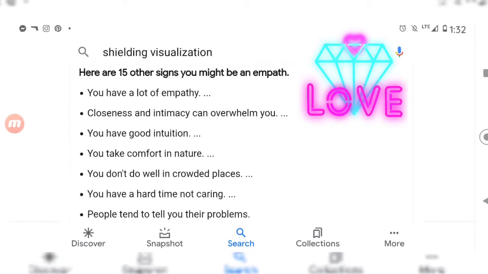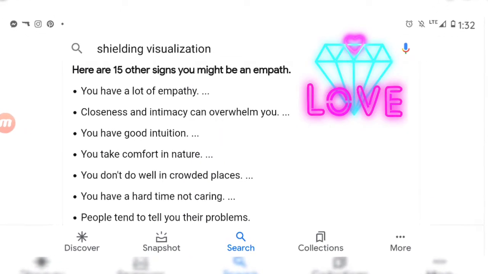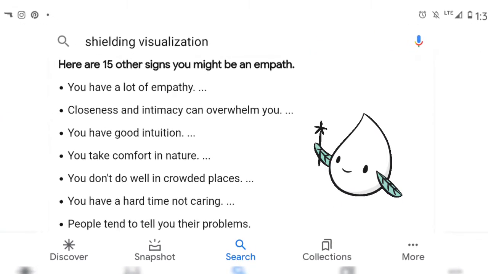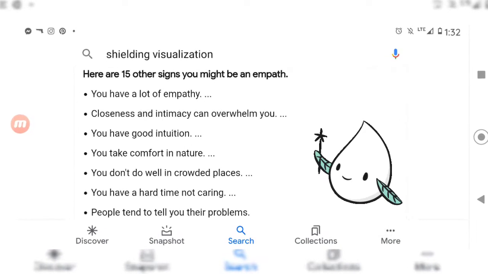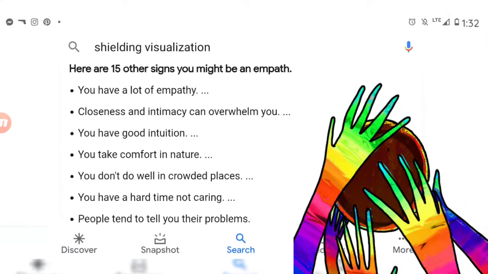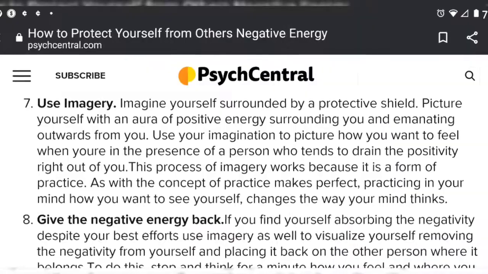Here are 15 other signs you might be an empath. You have a lot of empathy. Closeness and intimacy can overwhelm you. You have good intuition. You take comfort in nature. You don't do well in crowded places. You have a hard time not caring. People tend to tell you their problems.